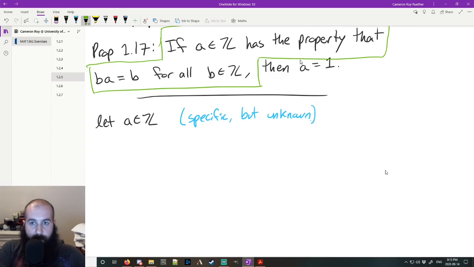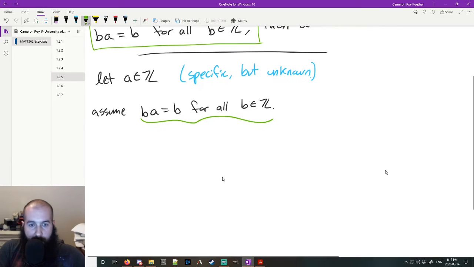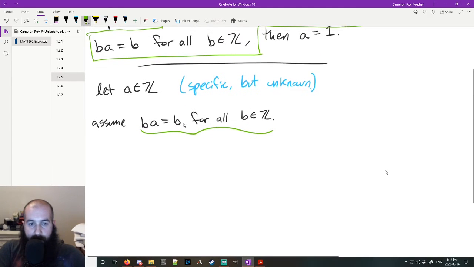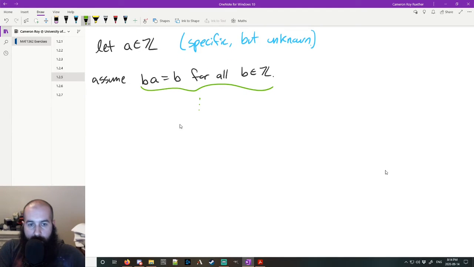And what we get to use is that it has the property that we can assume that b times a is equal to b for all integers b. So now what does this assumption mean? Just unpacking it quickly. It means that for any b, we get an equation. So really this is sort of infinitely many assumptions, one assumption for each integer.